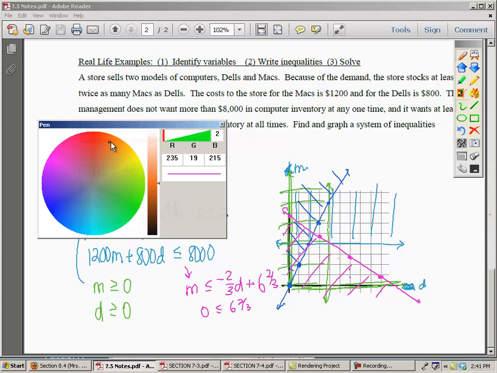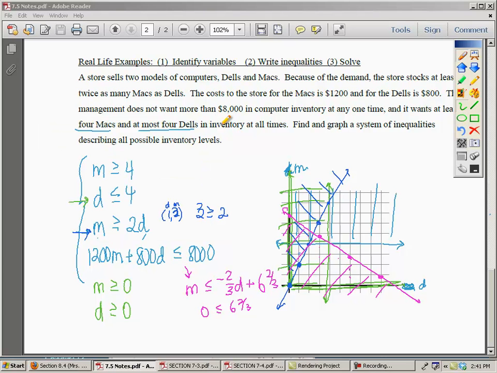And I'm going to change my color one last time. Let's go bright red or orange here, because I want to look at this intersection. And this is where I intersect. So when it says describe possible inventory levels, what it's talking about is that, let's look, I could have 1 Dell and 3 Macs, or I could have 2 Dells and 1, 2, 3, 4, 5 Macs.